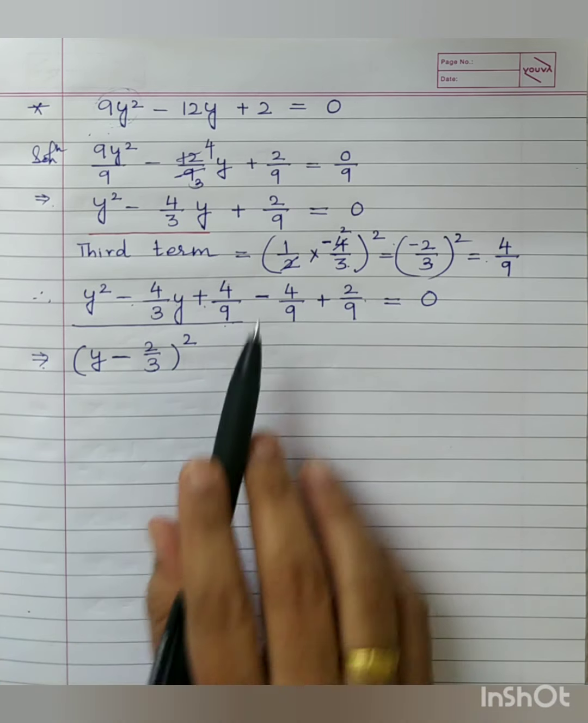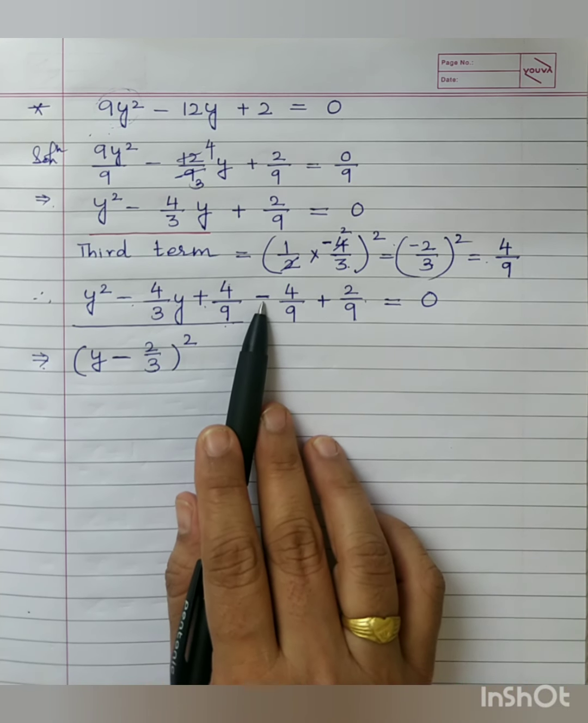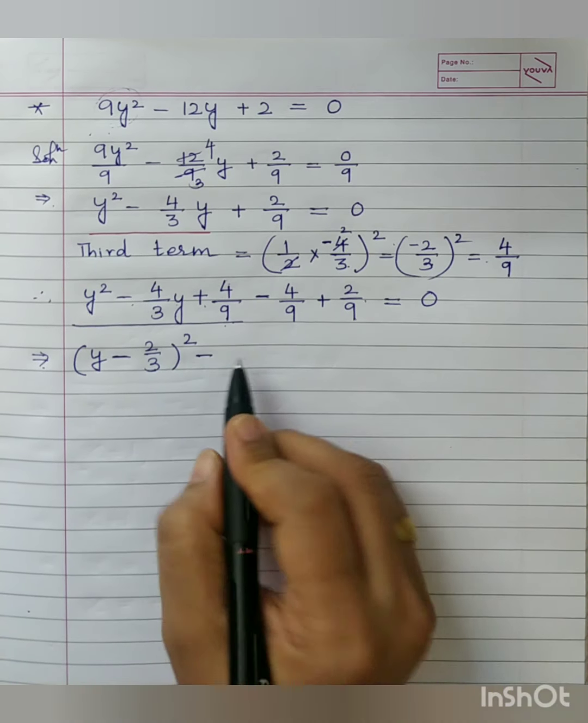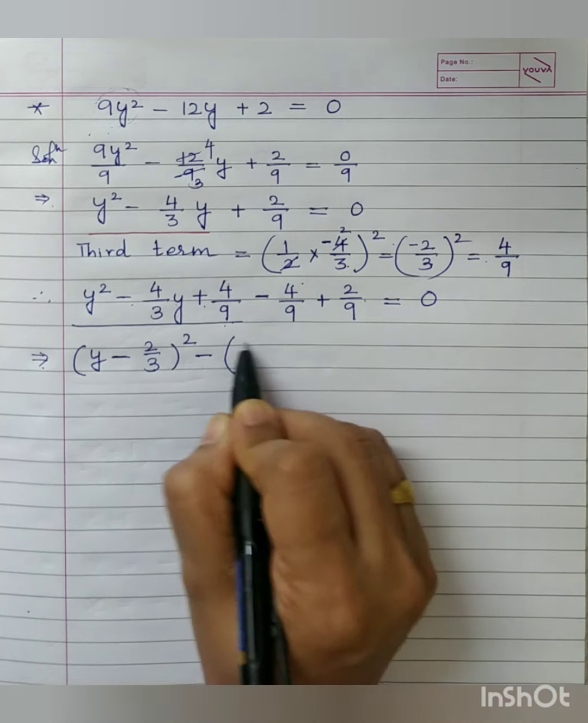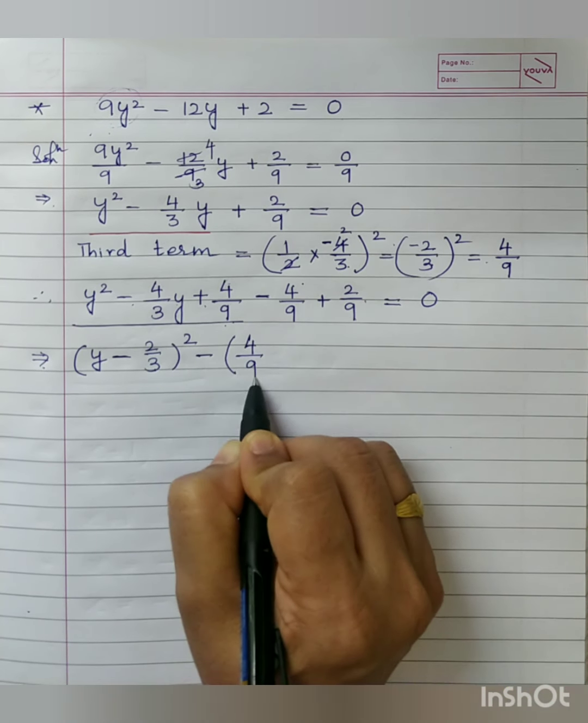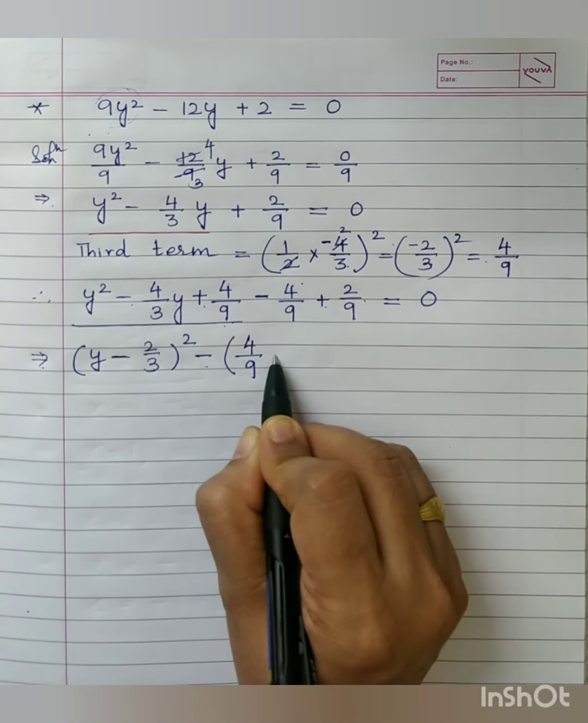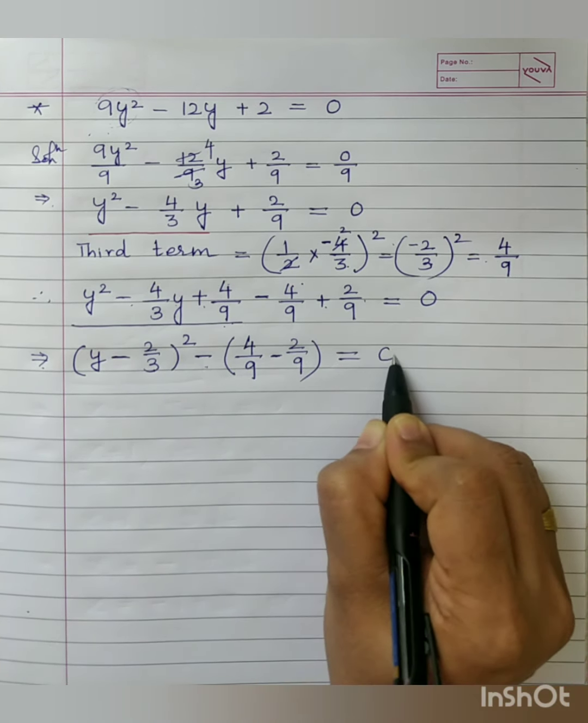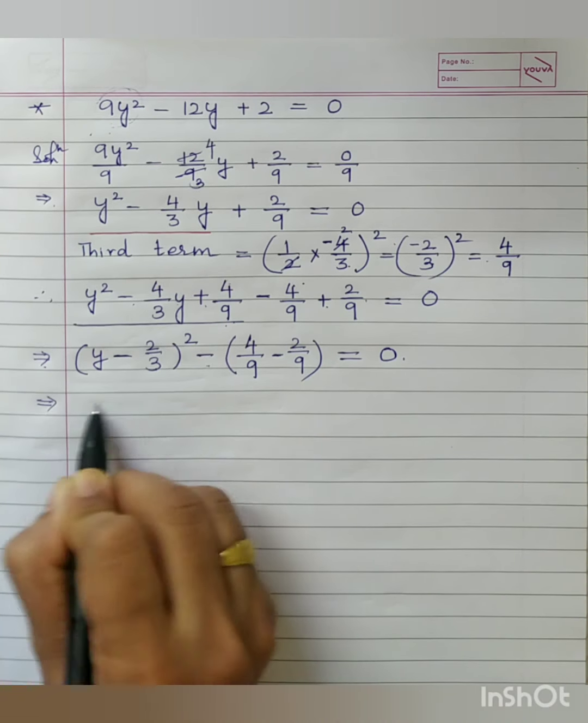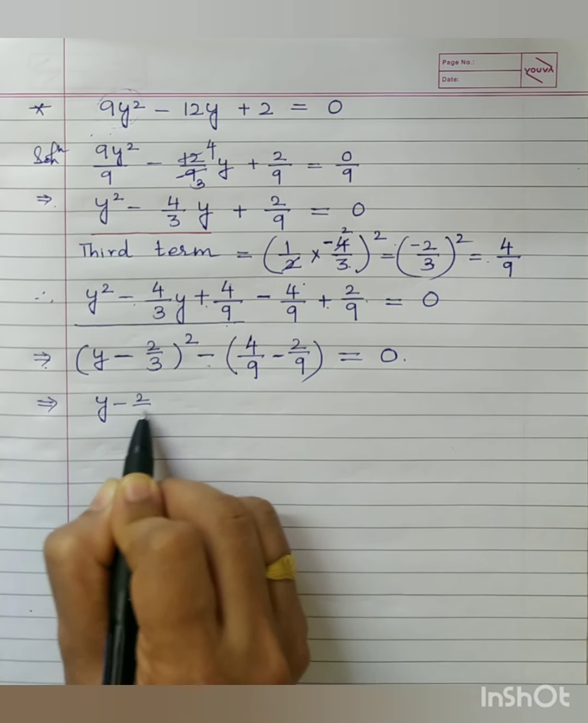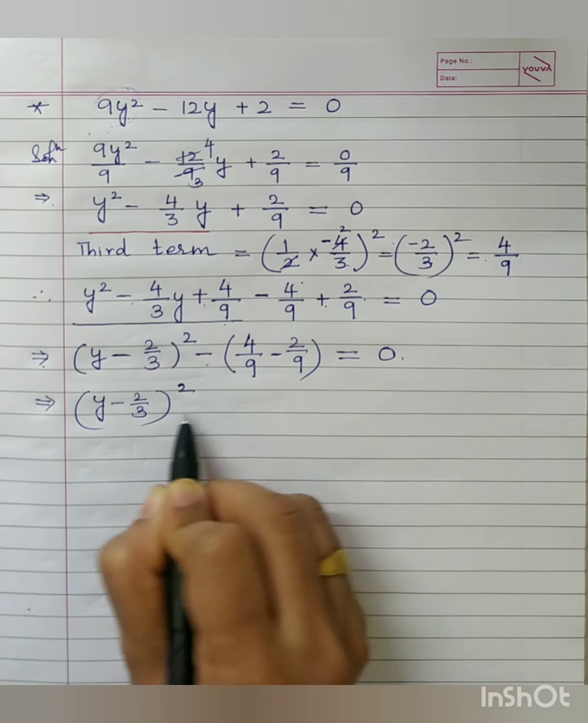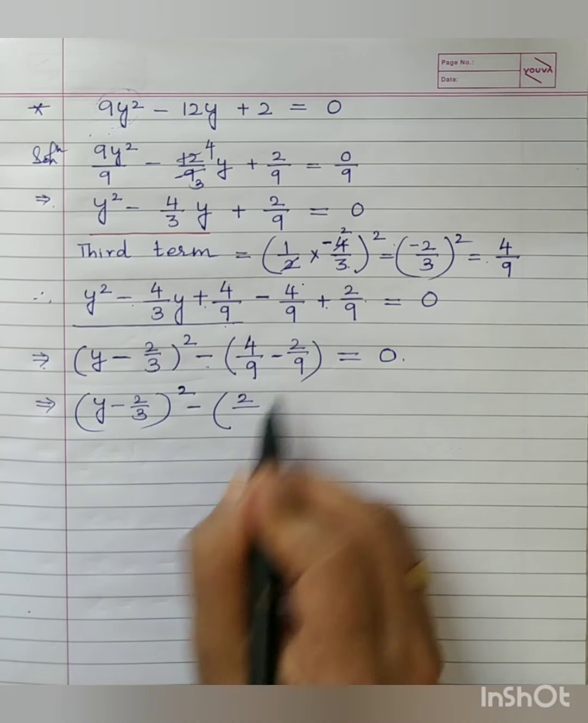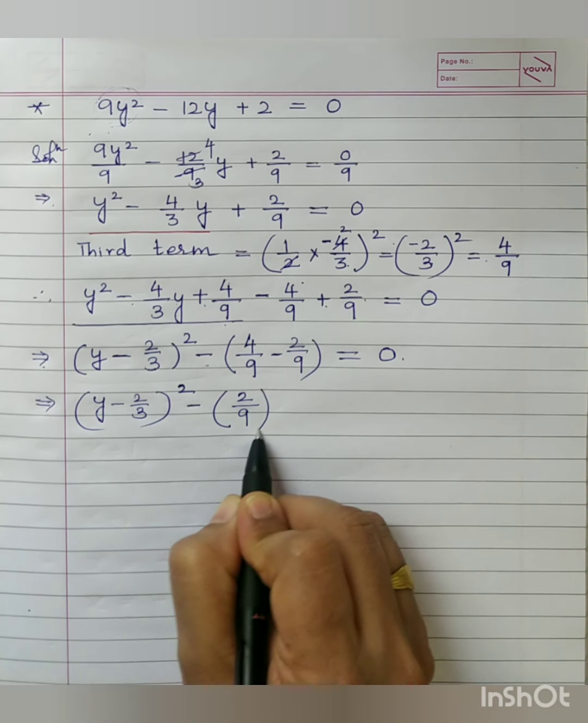Now work out with this. Here you need to be very careful. See, this is a negative sign and you are going to work with this. So first thing is that you take out the negative sign common. So what is left here? 4 upon 9, and since negative is out, this positive will become what? Minus 2 upon 9 is equal to 0. This works as y minus 2 upon 3 the whole square minus, denominators are same, so what will it be? Simply 4 minus 2, 2 upon 9, right, is equal to 0.